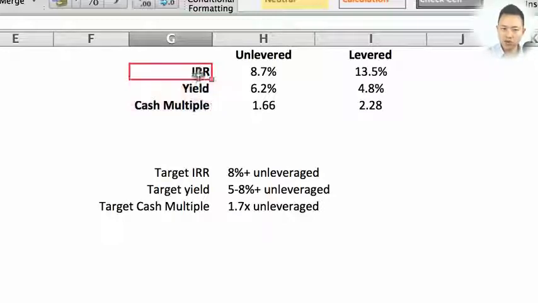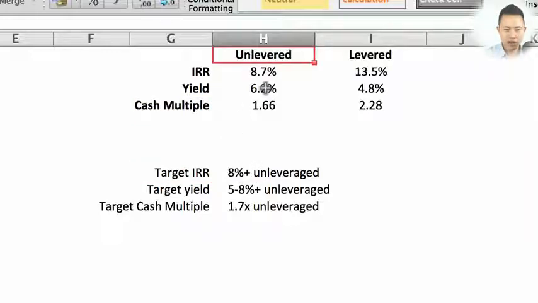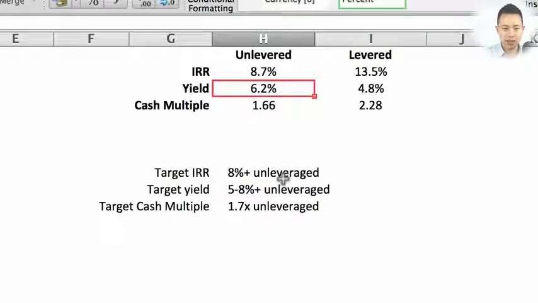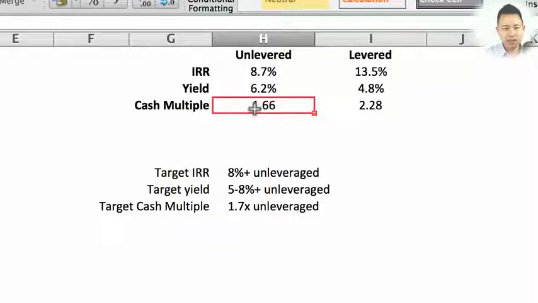And you're going to learn exactly what internal rate of return means, what a yield is, and what a cash multiple is. But generally, for rental income properties, you want to have an IRR on an unleveraged basis of 8% plus. That's a pretty good return on your rental income property. And a yield, or basically your return in terms of rent for what you invested on an annual basis, is what you're getting. So you're getting 6.2% back. And over the 7 years here, I'm basically getting 1.6 back on my investment.